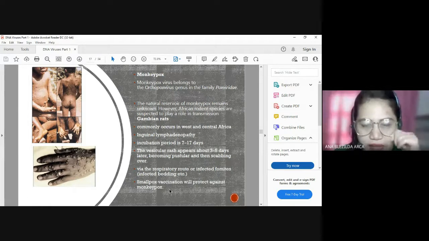So how can you get this one? Through respiratory route of infected fomites. Ibig sabihin nun, class, yung pinaggapangan kung saan gumapang sila Gambian rats, tapos nasinghot ng mga tao yung mga yon, then definitely makakakaroon sila ng monkeypox infection.